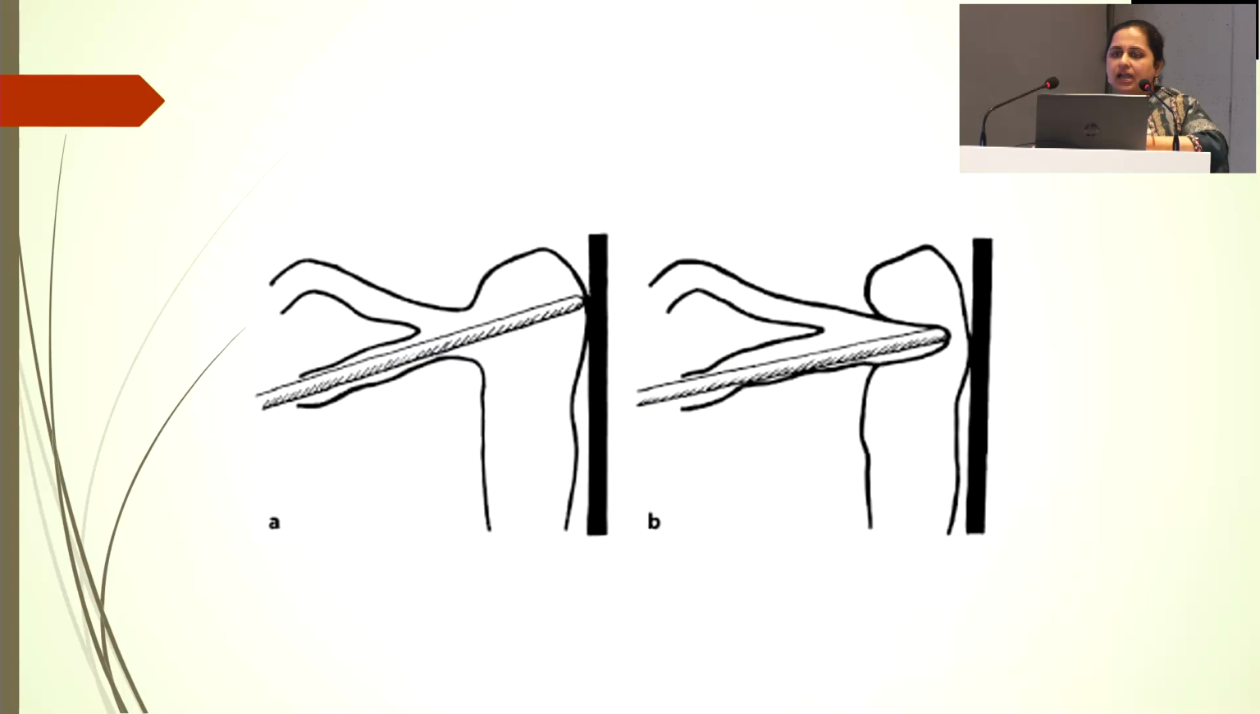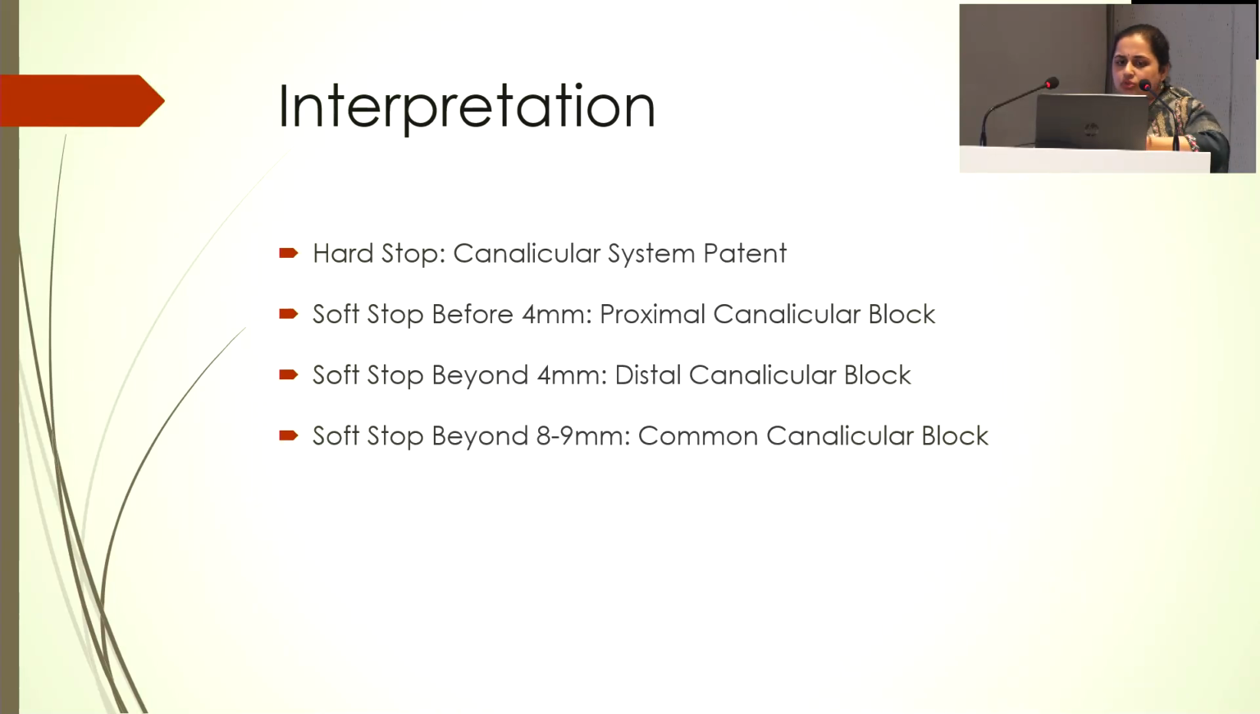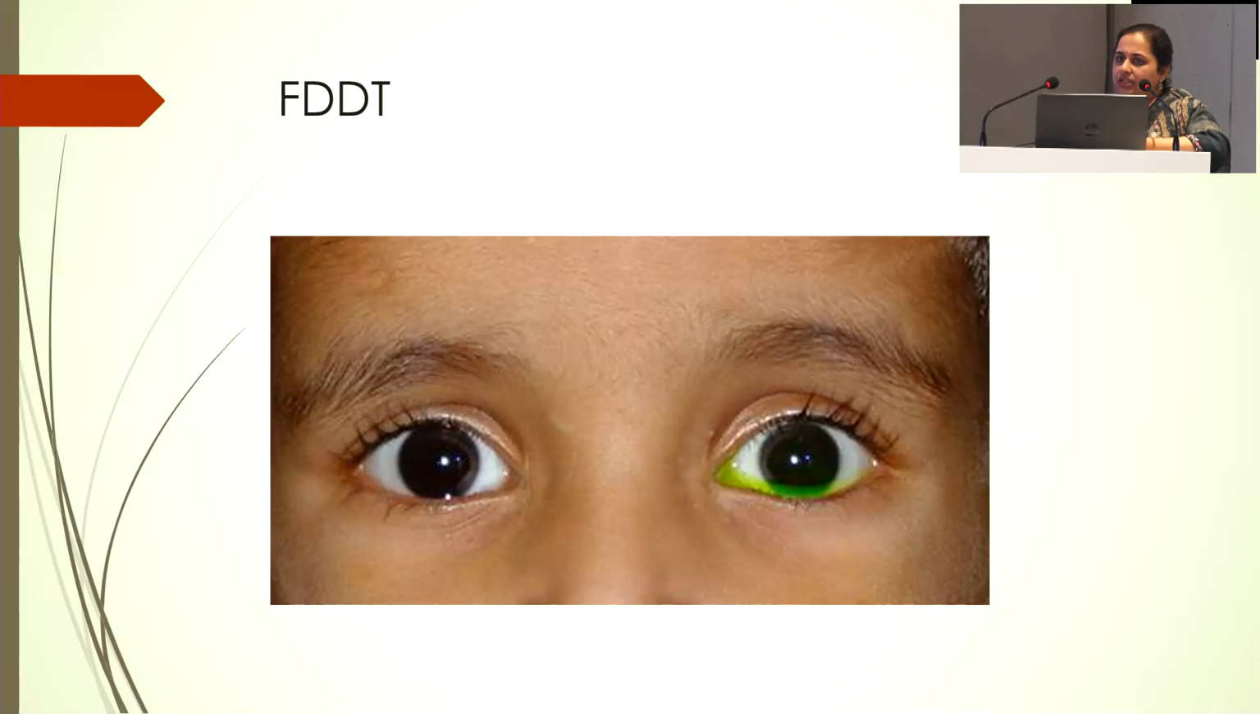Again, why is probing important? To see if it is a hard stop. Hard stop means the canalicular system is patent. If you are getting a soft stop, it means it is a canalicular block and it is not a threat to the patient even if he or she undergoes cataract surgery. In kids, if you are not sure, or if NLD is patent but the patient is having watering, FDDT can be a good test to see if there is a functional block, especially in a pediatric patient. It can confirm that NLD is blocked and you need to address it.